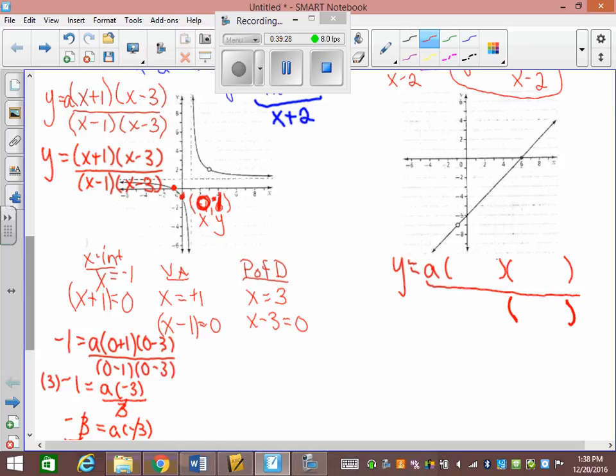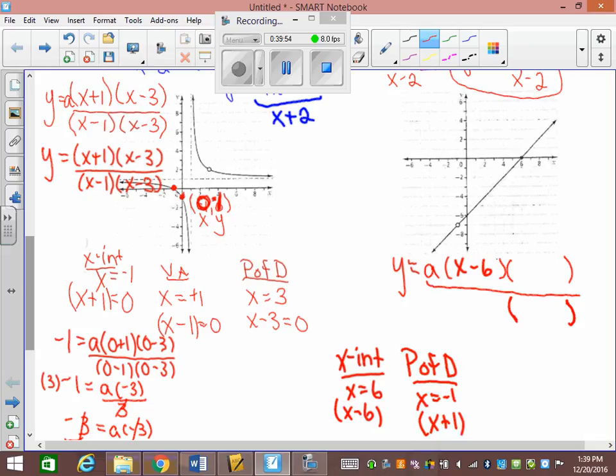What's my x-intercept? My x-intercept is x equals 6. If I work that backwards, that's x minus 6. What's my point of discontinuity at? What x value? Negative 1. When I work that back, it's x plus 1. And then I just solve for A. The only difference is this one. And why is this correct? Because then when this cancels, I'm left with a line. And what am I drawing here? A line.